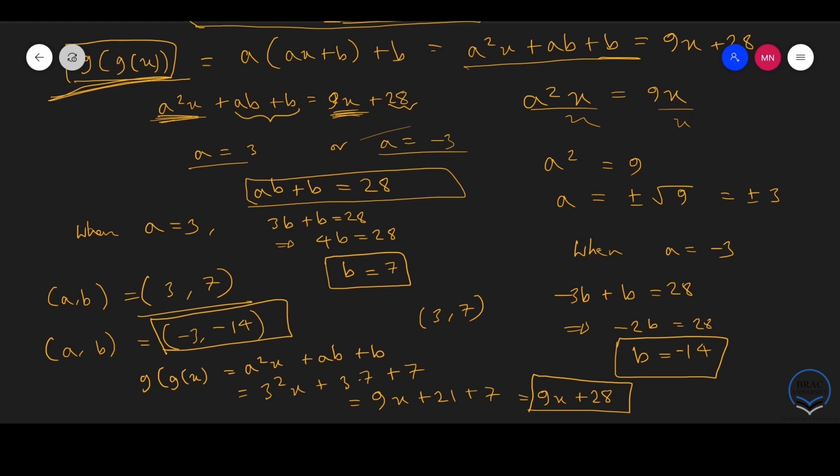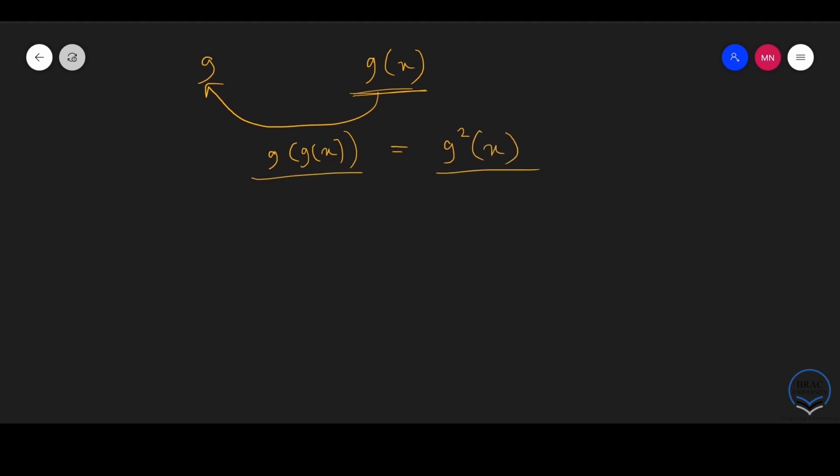Now, when we're inputting the output of a function back into that function itself, so let's say I have a function g, and for some value of x, I get an output g of x, and I feed this output back into the same function itself. That would give me g of g of x. Another way of writing this is with the 2 in the superscript of g. We can write this as g squared of x.